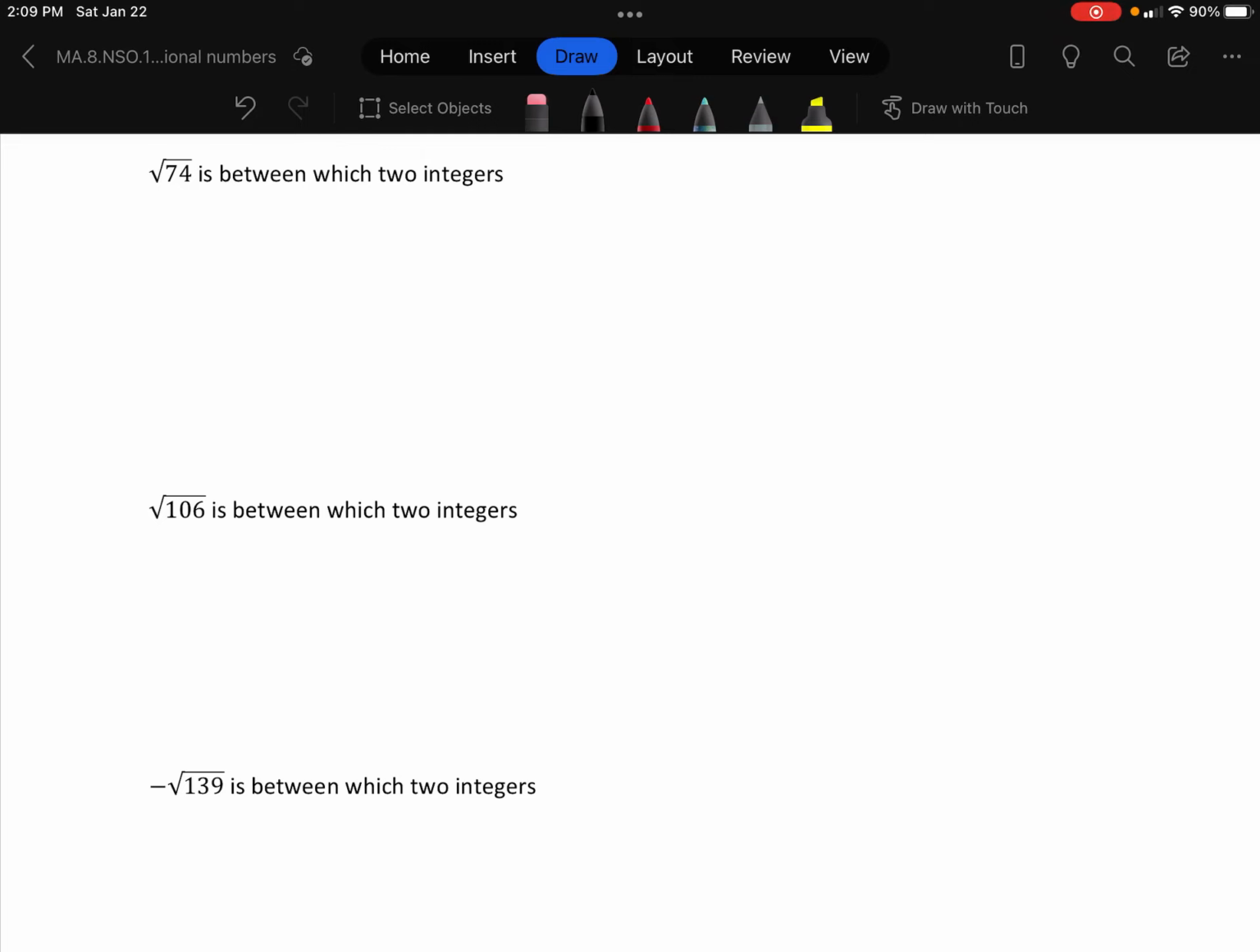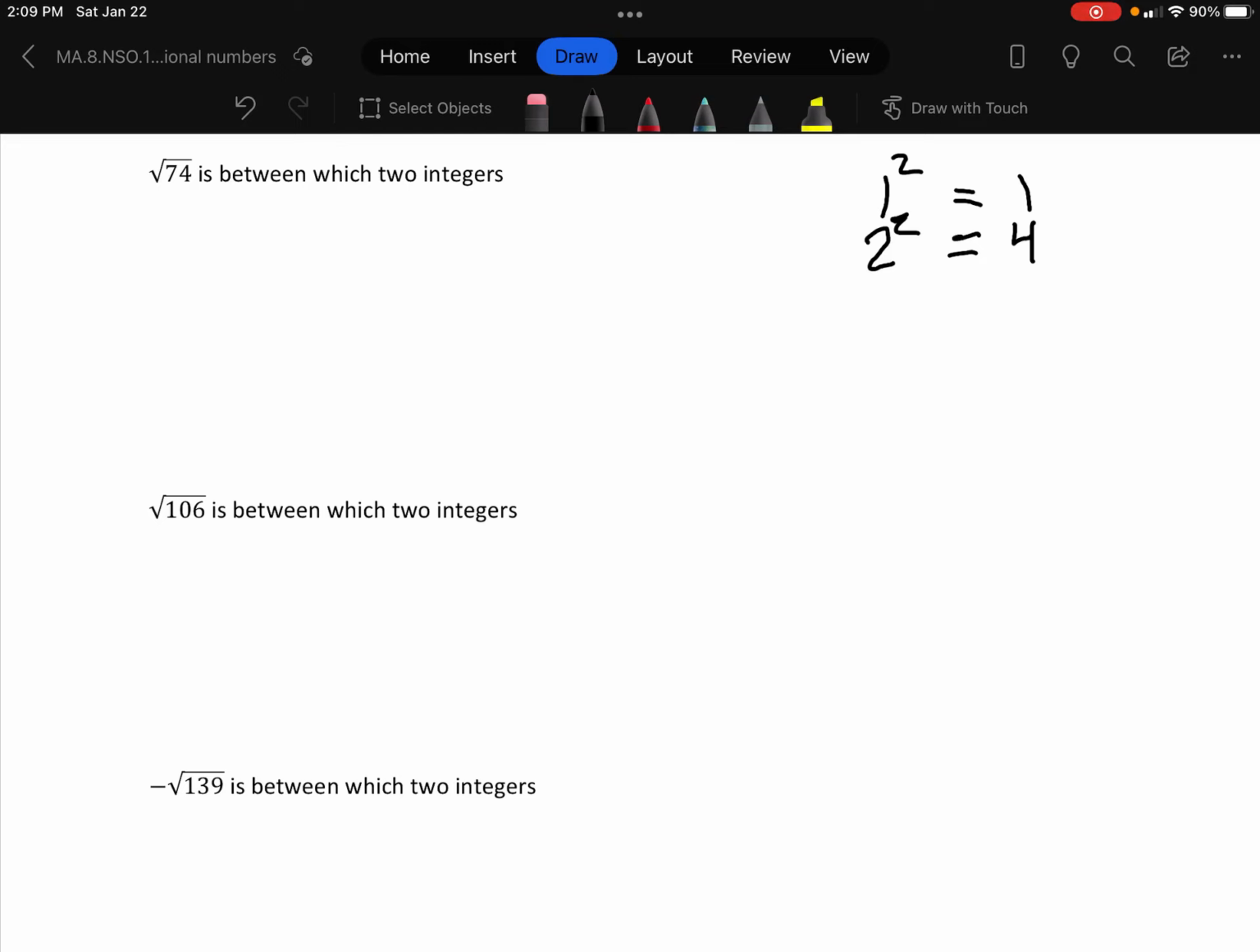To do this problem we are first going to need to know the perfect squares. A perfect square is a number that comes from a number to the second power. For example, the number 1 is a perfect square because it comes from 1 to the second power. The next perfect square is 4, because 4 comes from 2 to the second power. If you follow this pattern, you can get the list of perfect squares until you reach the perfect squares that the square root of 74 is between.